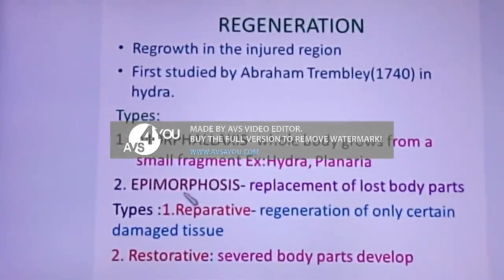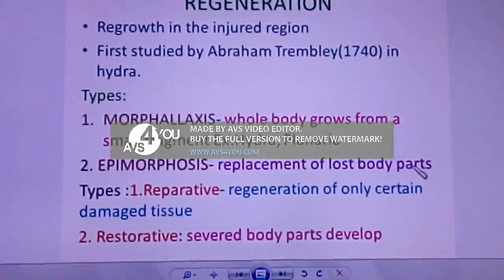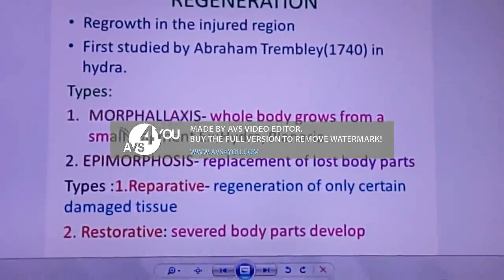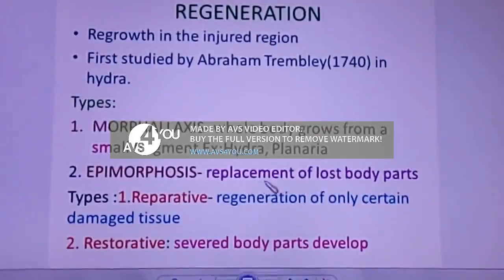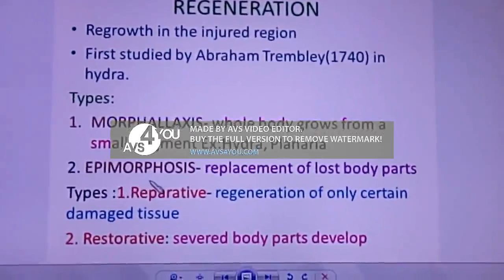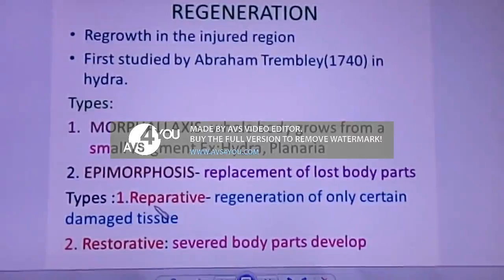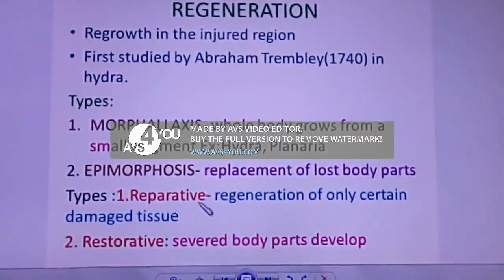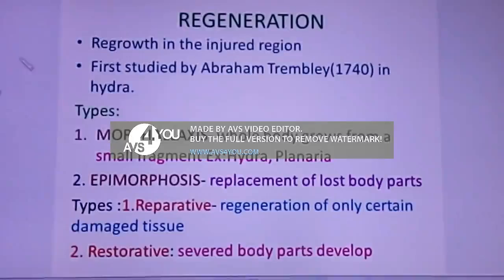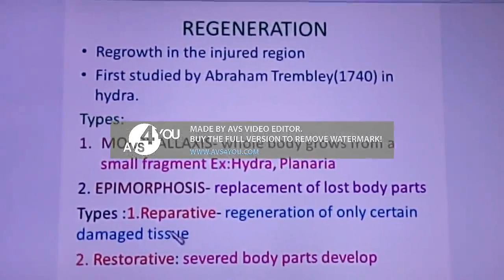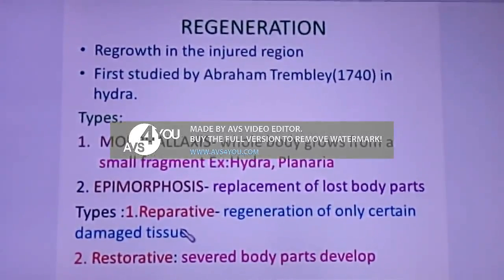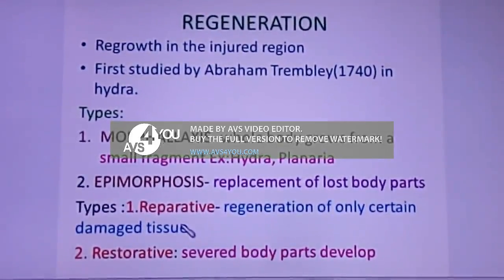But epimorphosis is replacement of lost body parts. When the whole body grows, we call it morphallaxis. When only a part grows again, the lost part, it is called epimorphosis. Epimorphosis is of two types: reparative and restorative. Reparative means regeneration of only certain damaged tissue. For example, any part of the body gets damaged, and when it gets healed, that type of mechanism is called reparative.